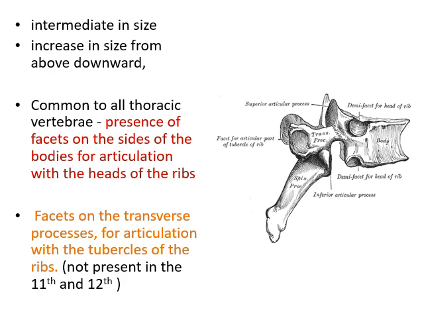You can see demifacets on either side of the body, superiorly and inferiorly, for the articulation with the head of the ribs. Now we saw when we talked about the rib that the head of the rib has two facets, the superior one and the inferior one. They will articulate with this demifacet of the vertebrae.